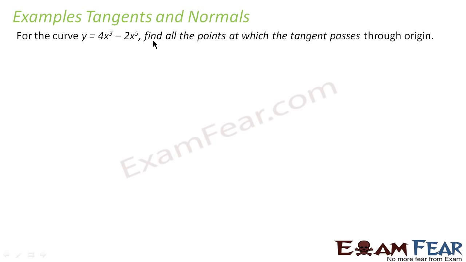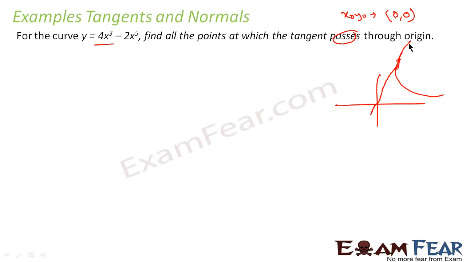Let's take one more example. We have this curve. We have to find all the points at which the tangent passes through the origin. That means x naught, y naught is the point of tangency, and the tangent passes through 0, 0. You can see the figure, some curve, and if you see, this is my tangent. And the tangent passes through the origin.